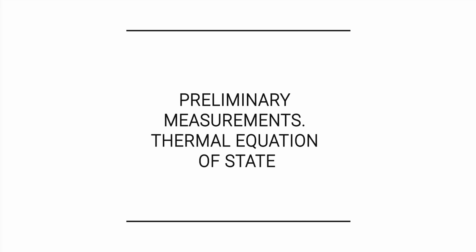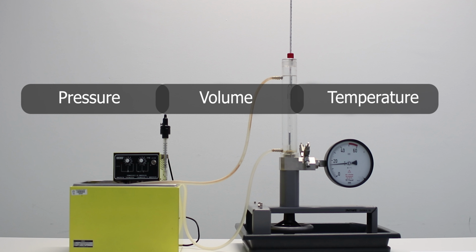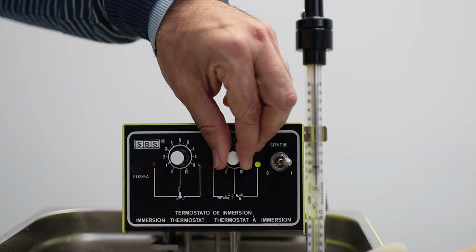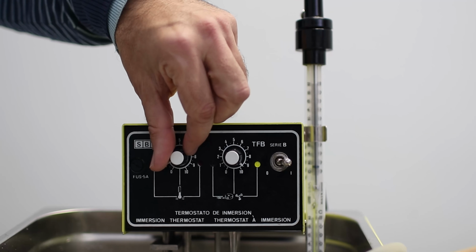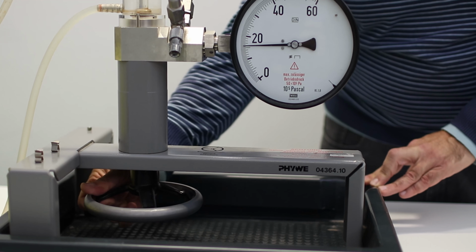Preliminary measurements. Thermal equation of state. The first thing we will do is to check if any interrelation between the three properties, pressure, volume, and temperature, exists. To this purpose, we will handle and change all the control elements of the apparatus, as well as the thermostatic bath and the rotating wheel, and see what happens with the values of the properties.